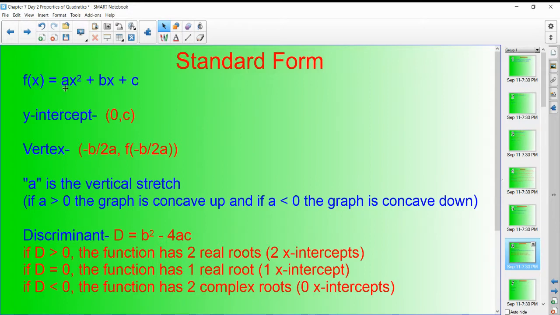Now the a value in front of the x squared is going to tell us how stretched it is, the vertical stretch. And if a is positive, the graph is concave up, so U-shaped, and if a is negative, the graph is upside down.